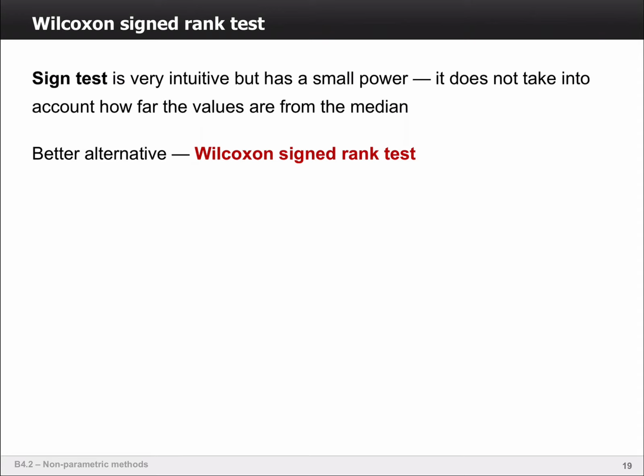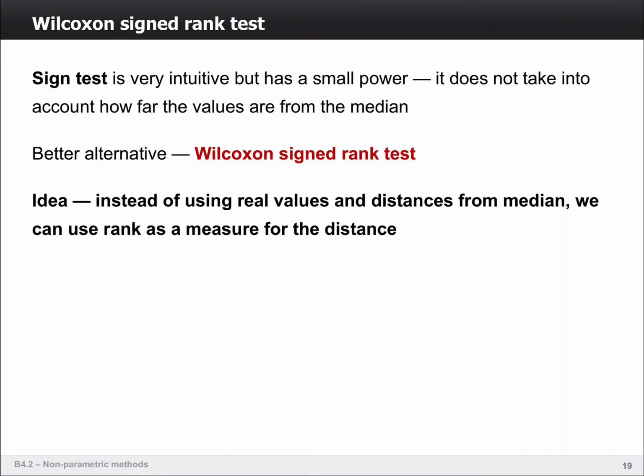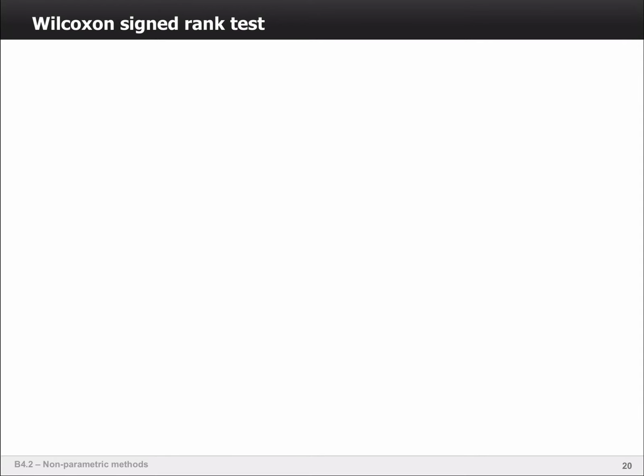There is a better alternative, which is called the Wilcoxon signed rank test. You have already seen that the sign test doesn't use any ranks, it uses only the sign. In this case, we are going to use ranks. So the idea is the following: instead of the real distance between the median and the values, we will use the ranks, meaning how far in terms of ranks the values are.